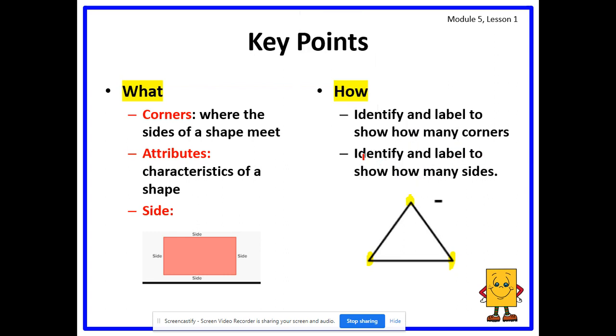Next, we are going to identify and label to show how many sides. And the sides, remember, it's this. So it's 1, 2, 3. So we can say this shape also has 3 sides. It has 3 corners and 3 sides. So make sure you have your whiteboards or something to practice on or a paper ready. Let's go ahead and start.